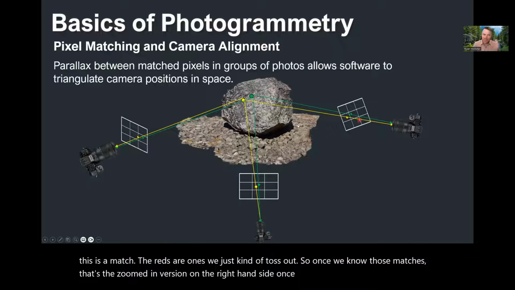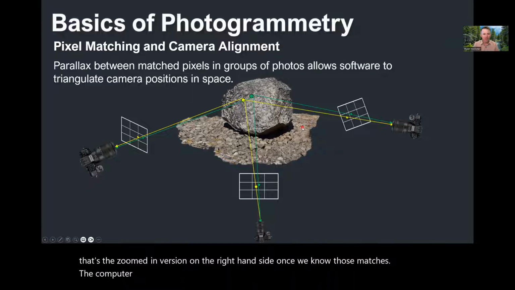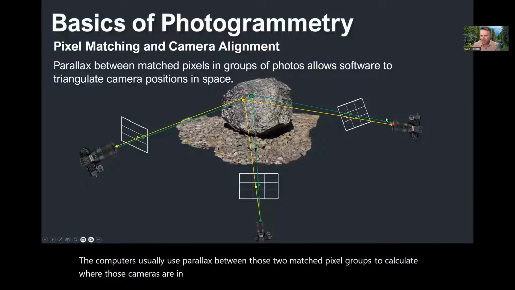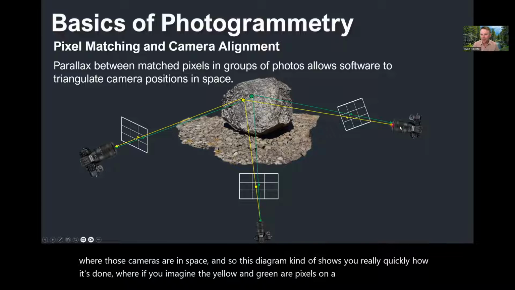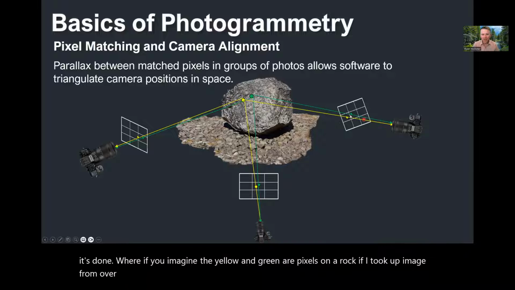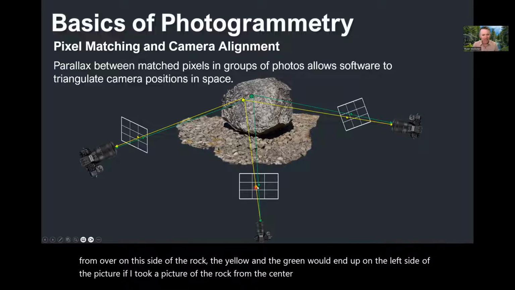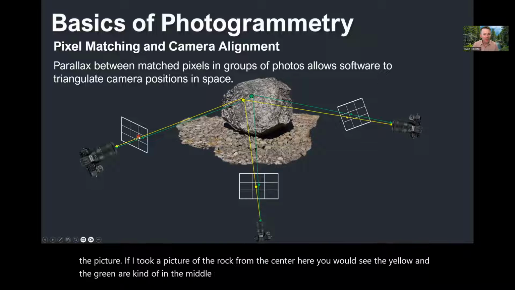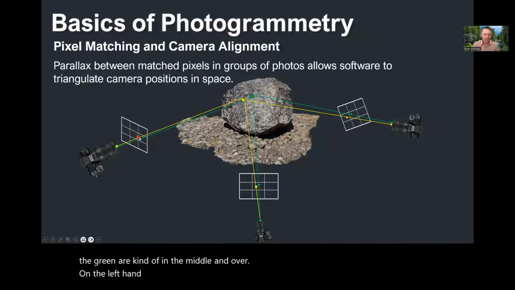Once we know those matches, the computers usually use parallax between those two matched pixel groups to calculate where those cameras are in space. This diagram shows you really quickly how it's done. Imagine the yellow and green are pixels on a rock. If I took an image from over on this side of the rock, the yellow and the green would end up on the left side of the picture. If I took a picture of the rock from the center here, the yellow and the green are kind of in the middle. And over on the left-hand side image, the pixels end up on the right-hand side of the actual produced photograph.